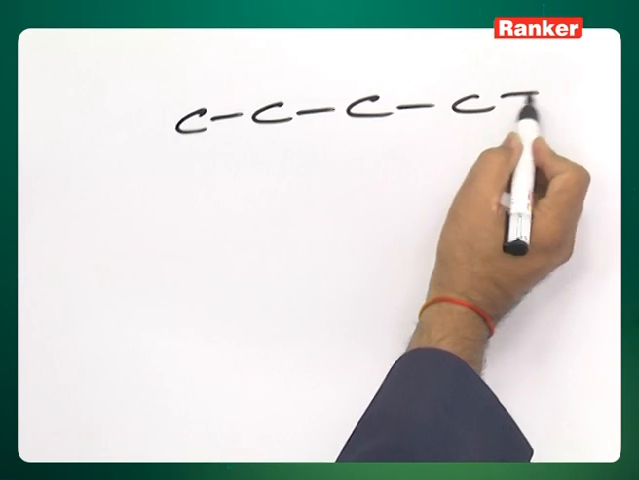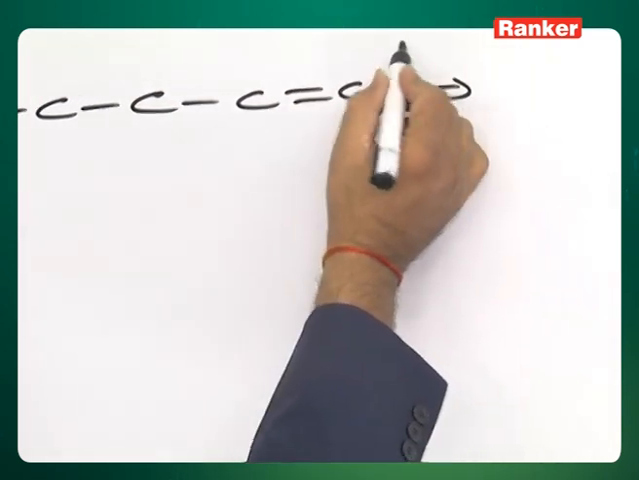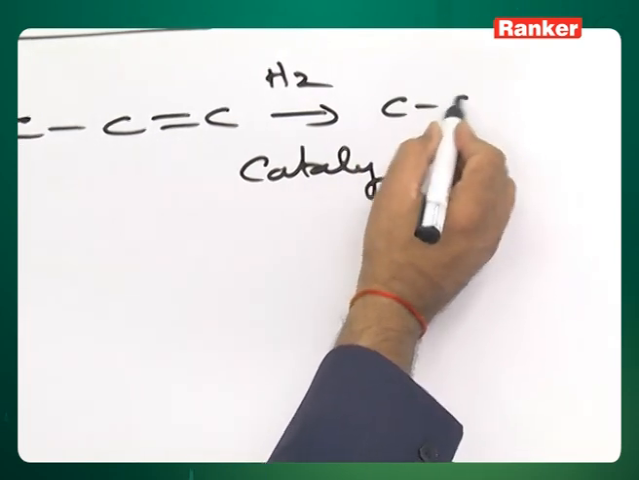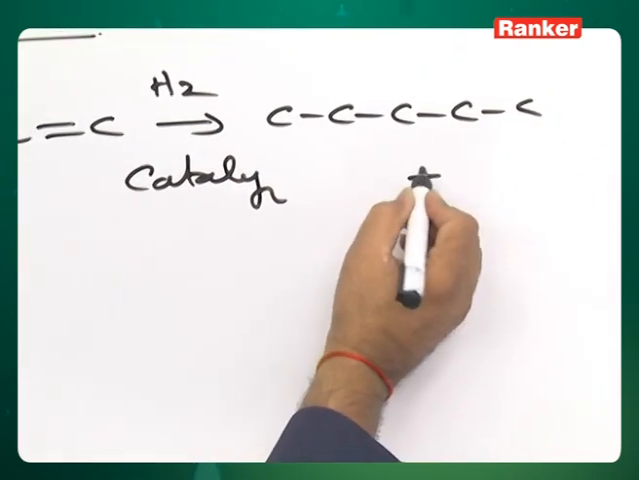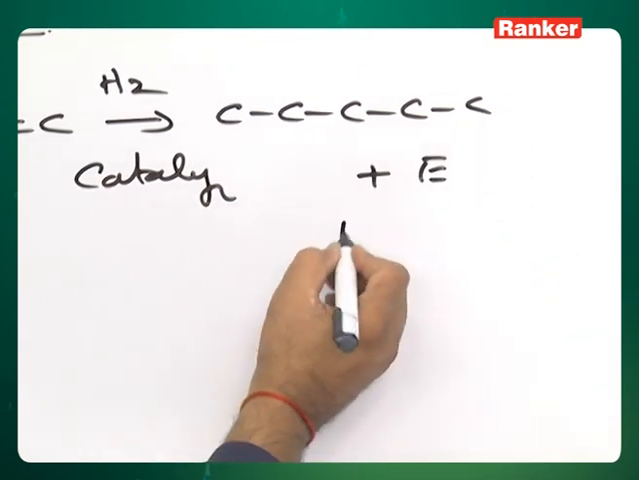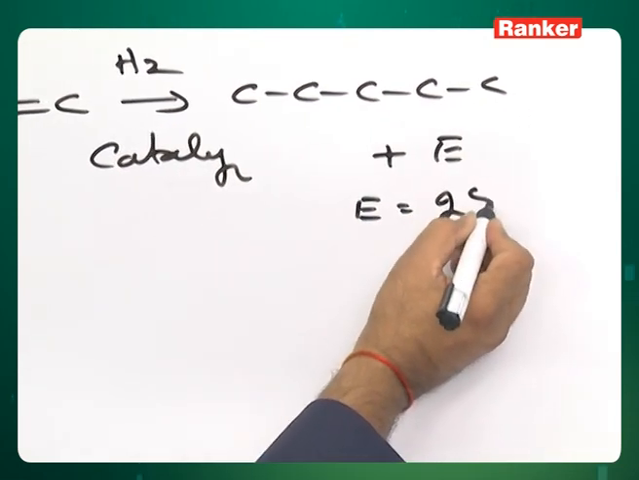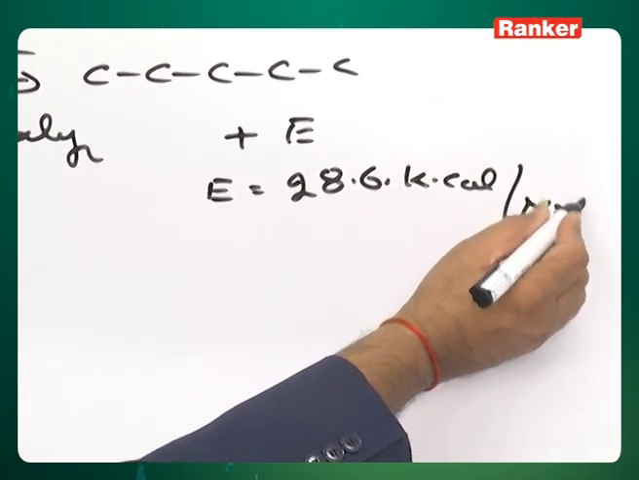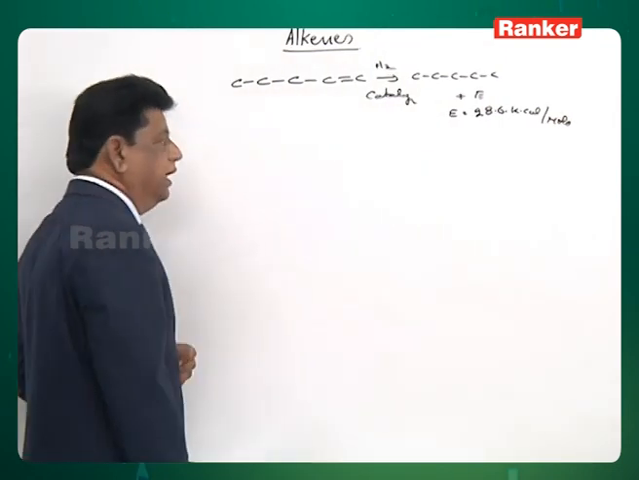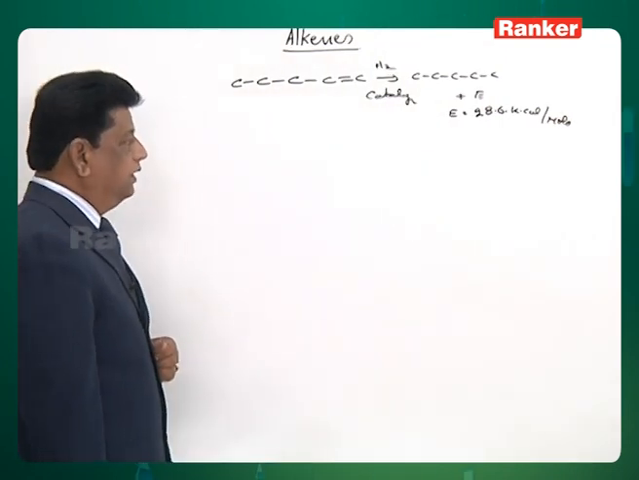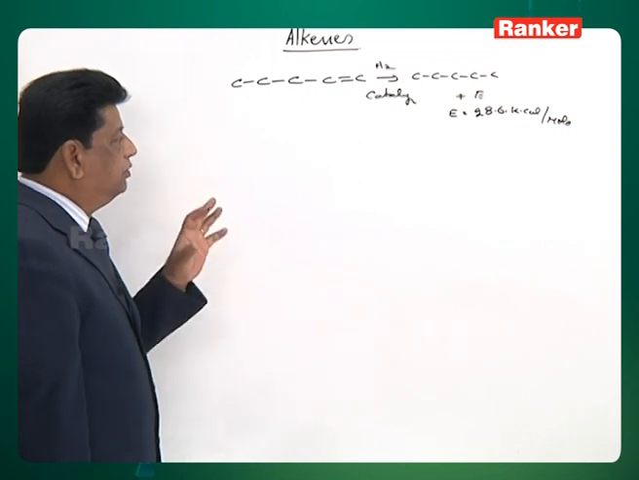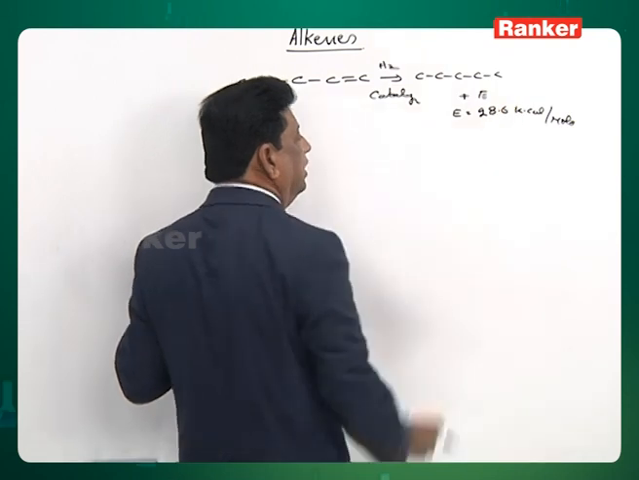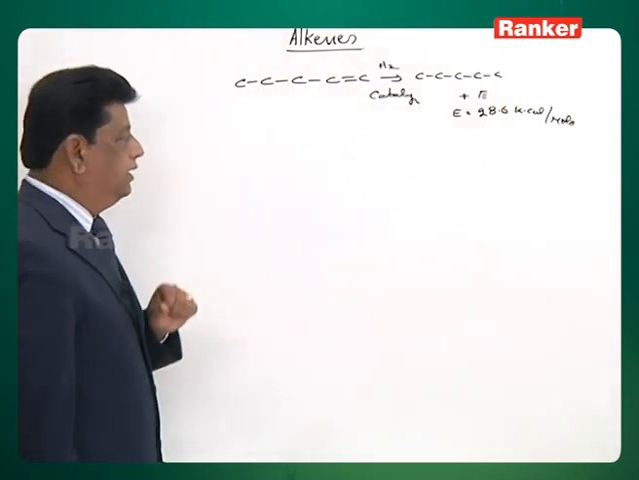A pentene, when hydrogen is added in the presence of a catalyst, gives pentane, plus some energy is given out. This E is measured as around 28.6 kilocalories per mole. I am giving just a rough idea; the values are subject to verification. So, around 28.6 kilocalories of energy is liberated per mole.